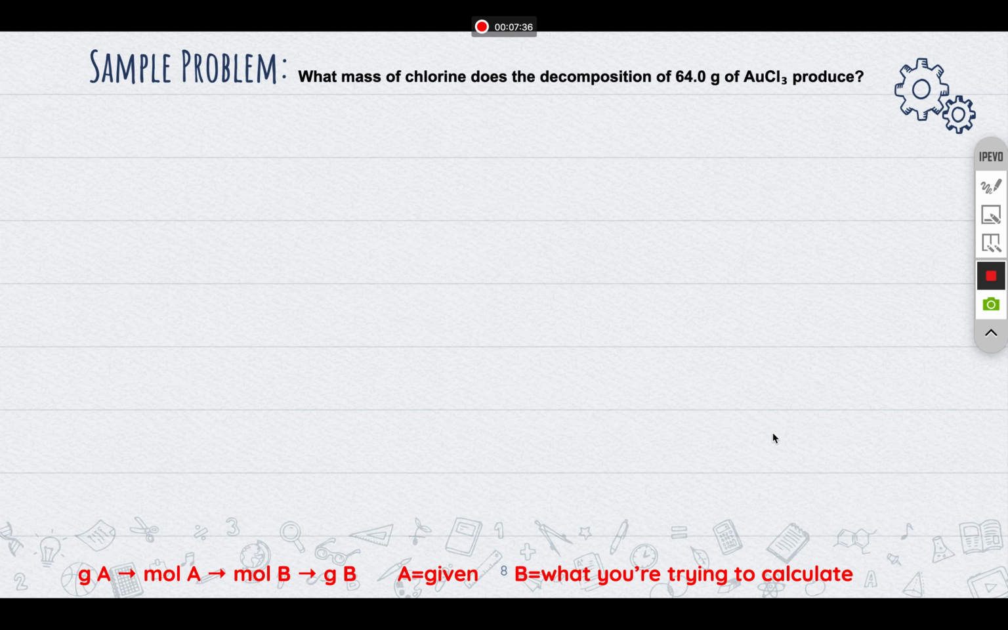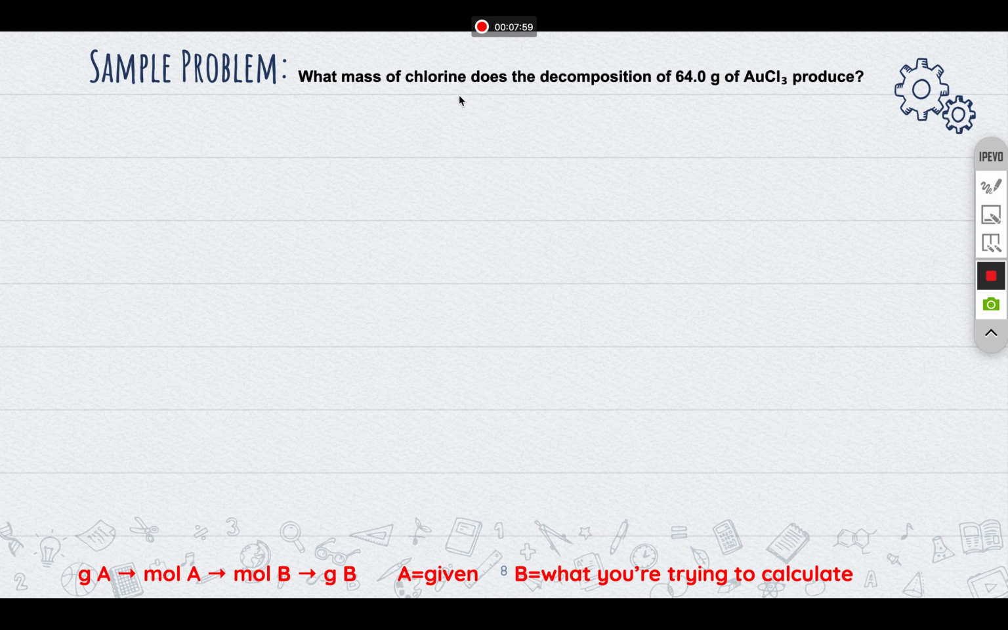All right, so let's look at this problem here. I wrote on the bottom, if you could see in red, grams of A to moles of A to moles of B to grams of B. That's just me reminding you of the path that you're going to be taking, and every arrow represents a parenthesis. This means that this is a 3-step problem. There's 3 arrows, so there should be 3 parentheses. A is what's given, B is what you're trying to calculate.